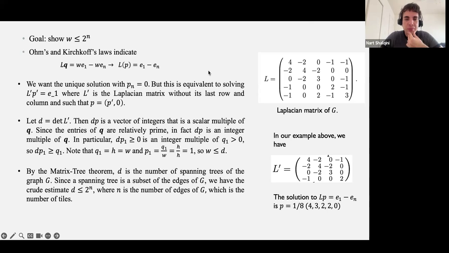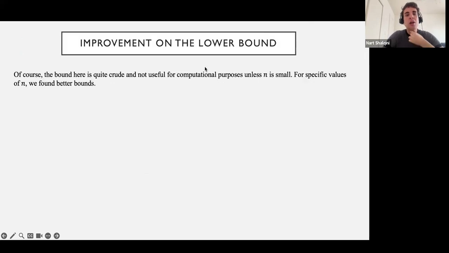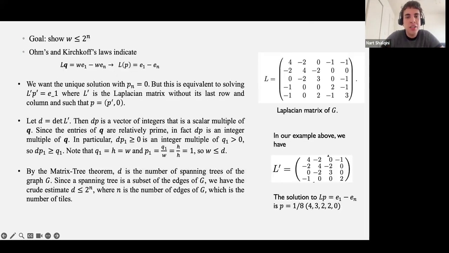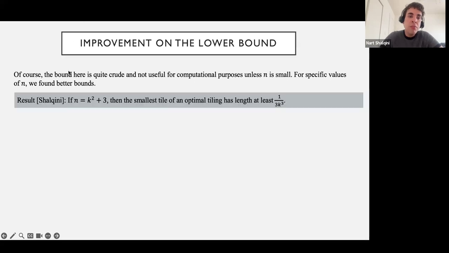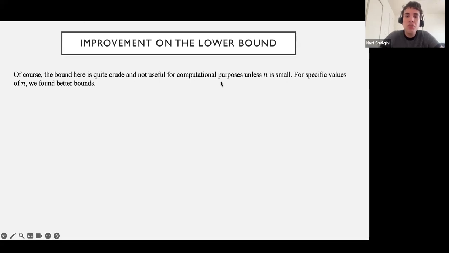Okay. So now we proved this. This is good because we actually made the problem computationally tractable. We can now have a finite number of cases for a given n, but the bound is pretty crude and not useful for computational purposes unless n is small. So we also try to work on better bounds.